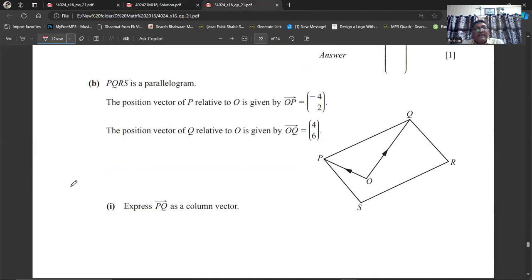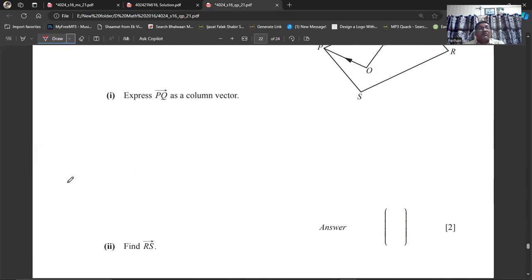Then they say PQRS is a parallelogram. The position vector of P relative to O is given by OP equals (-4, 2), and the position vector of Q relative to O is given by OQ, which is (4, 6). So I know OP, I know OQ. Express PQ as a column vector. It's a 2 marks question.